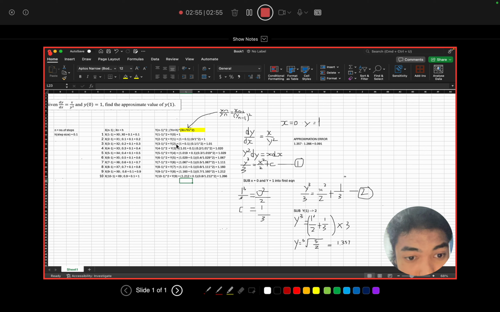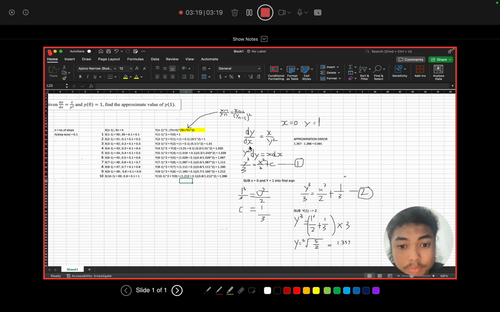Then you just repeat the steps, and from this point onwards, 1 plus 0.1, you need to use the values from the answer you got here and put it in here. All right, and then you just repeat it till you hit x equals 1.